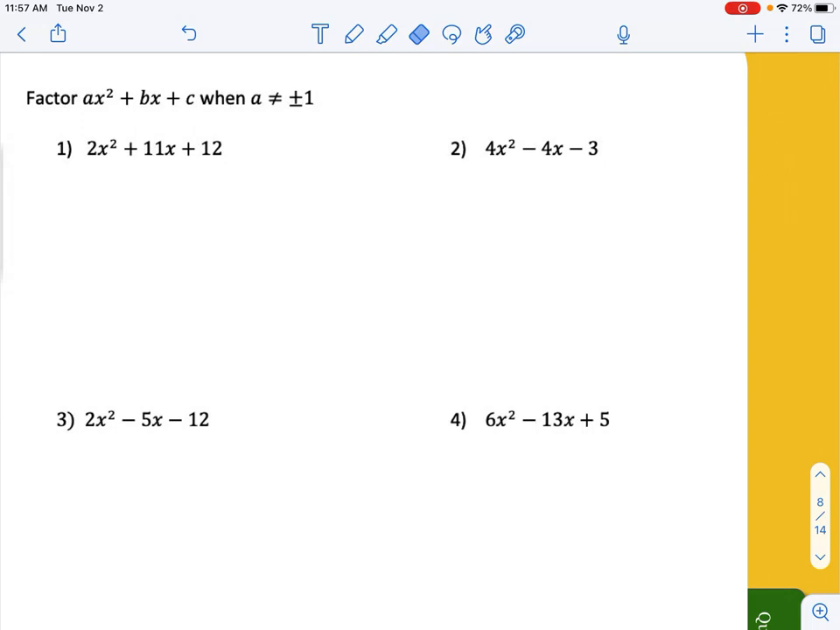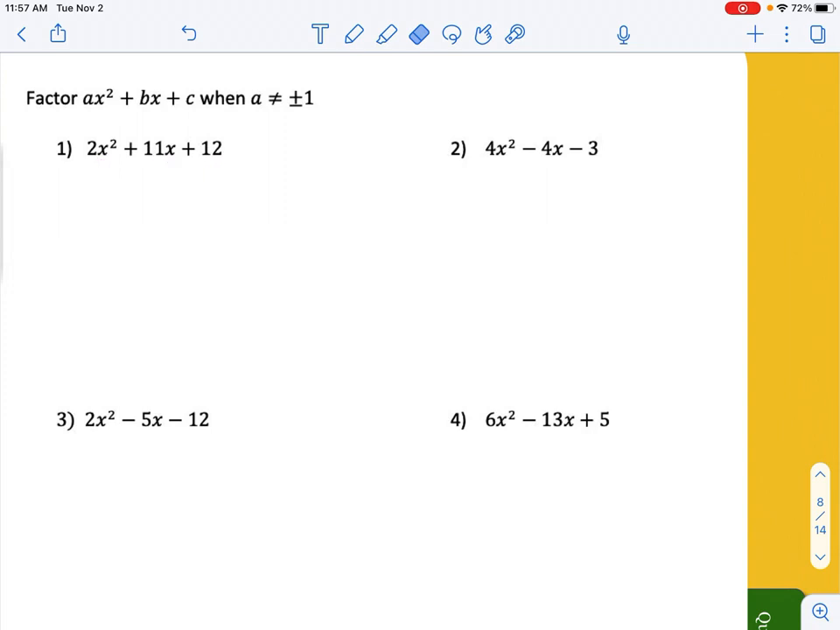I also should make the distinction that these can also not be reduced. You can't pull out a greatest common factor in any way because in this case, this term would be a fraction, and that is even harder to work with.